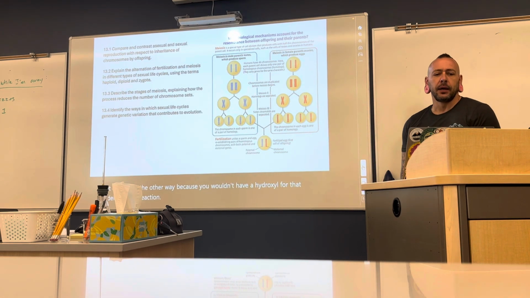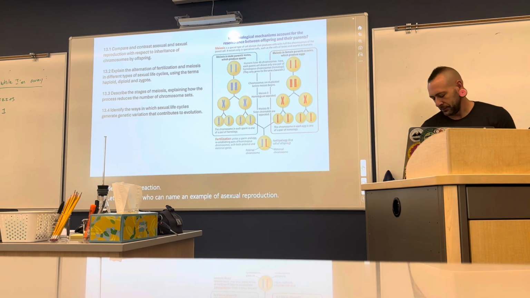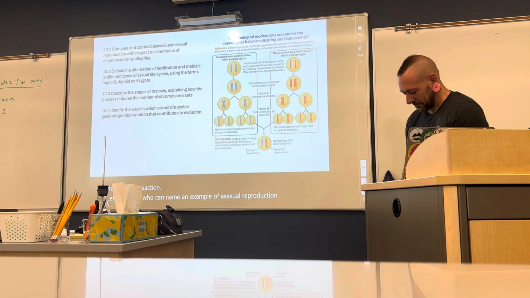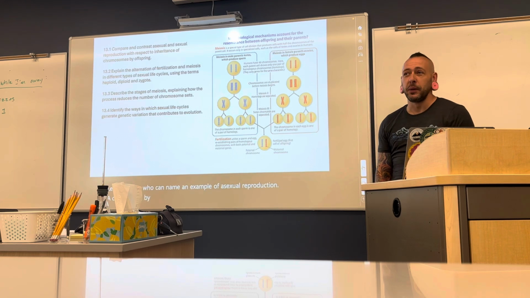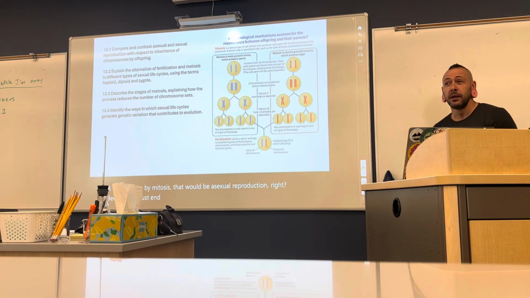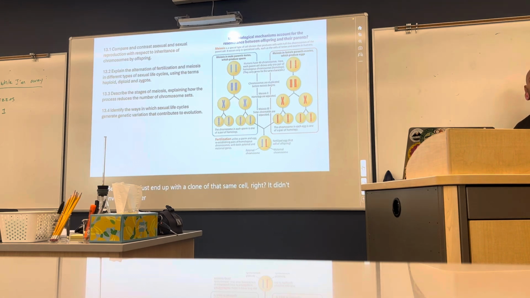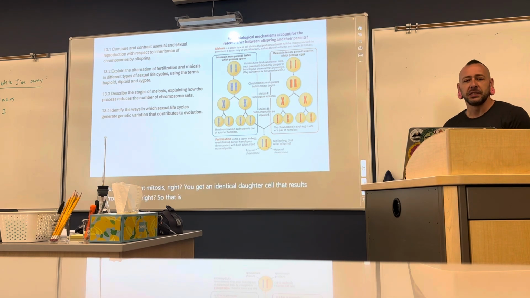Let's see here. Who can name an example of asexual reproduction? Cell splitting by mitosis. That would be asexual reproduction, because you just end up with a clone of that same cell. It didn't involve another partner. There was no genetic recombination. A cell just underwent mitosis. You get an identical daughter cell that results from mitosis. So that is reproduction, but it's asexual.